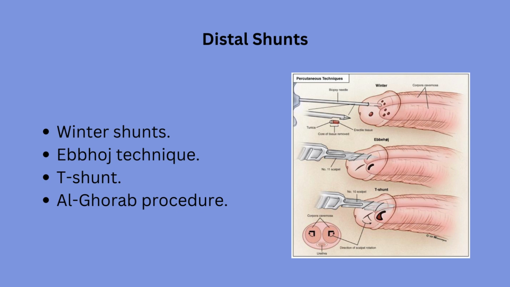The Winter shunt involves the insertion of true-cut biopsy needles through the glans into the corpora multiple times to remove small cone segments. The Ebbehoj technique involves use of the blade to insert through the glans multiple times through the corpora. T-shunt involves inserting the blade through the glans into the corpora and turn it 90 degrees then withdraw. Al-Ghorab procedure involves the removal of cone segment of corpora bilaterally, then subsequent closure with absorbable sutures.